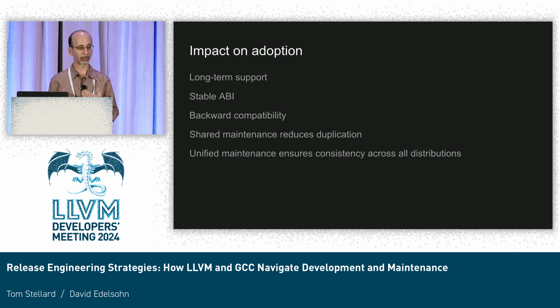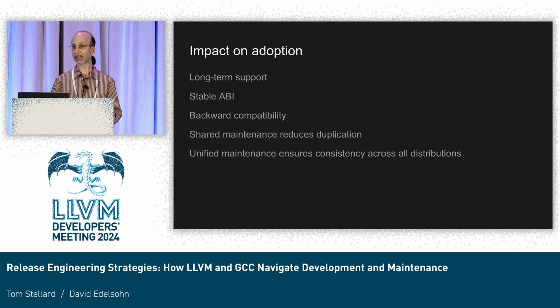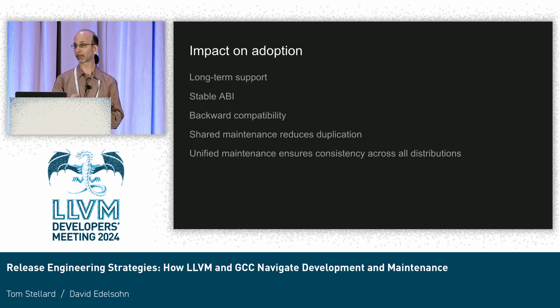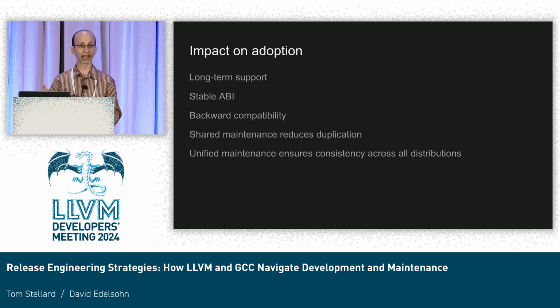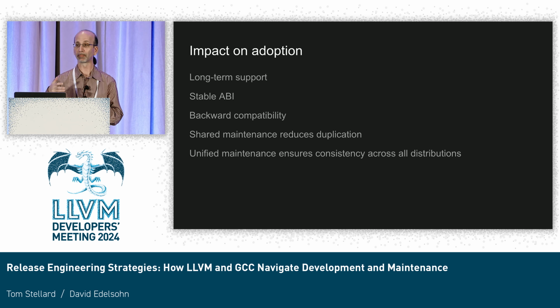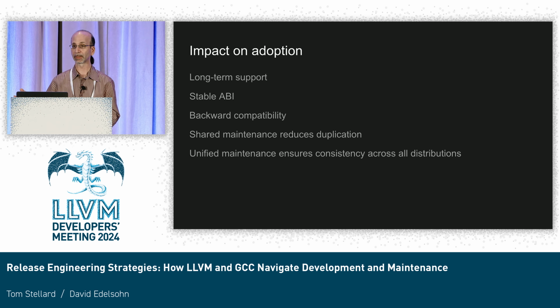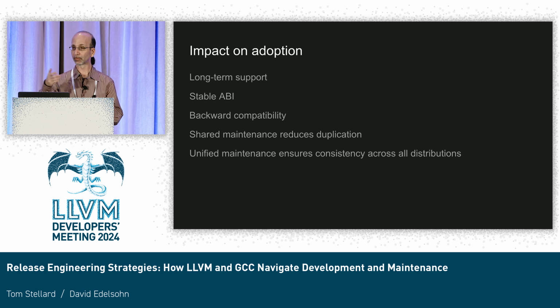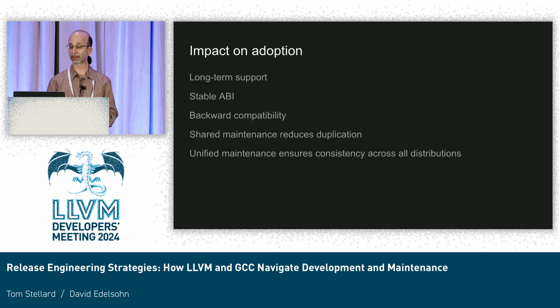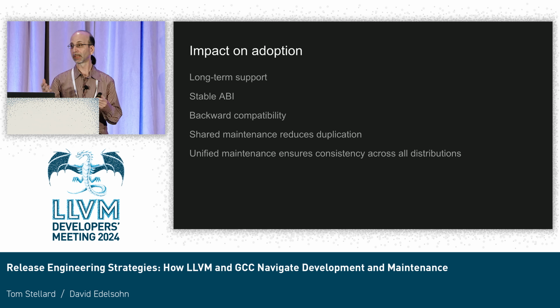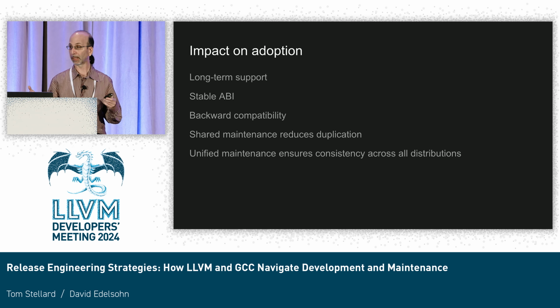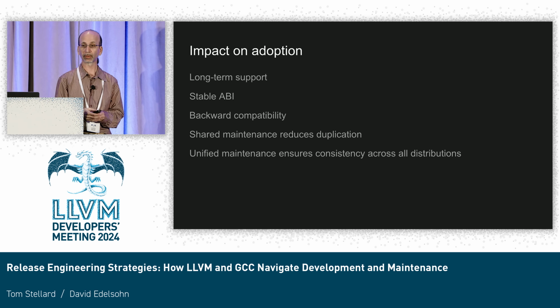So the impact on adoption is this long-term support, stable ABI, and backward compatibility. There are many vendor compilers now: the ARM compiler, based on LLVM technology; IBM's OpenXL compiler, based on LLVM technology; and Apple Clang, based on LLVM. But they're all implementing this long-term support independently and dealing with the issues of how to backport and when to cherry-pick. This is creating a lot of duplication, with all these teams doing this independently, as opposed to GCC, which has a coordinated single environment.